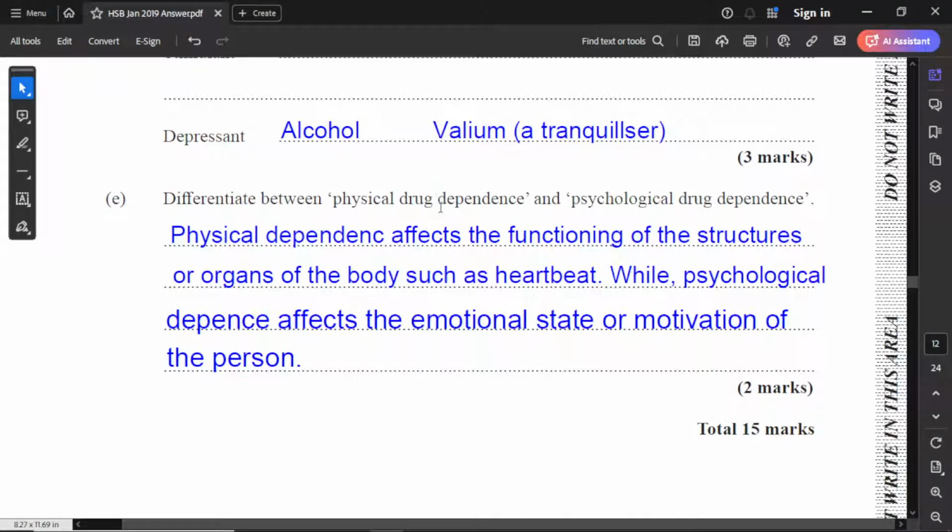And so part E, which is the last part of this question, is to differentiate between physical drug dependence and psychological drug dependence. And so just to quickly run through this, I want you to pay attention to the words here. I missed off an E right here, so just make a note, that's dependence.